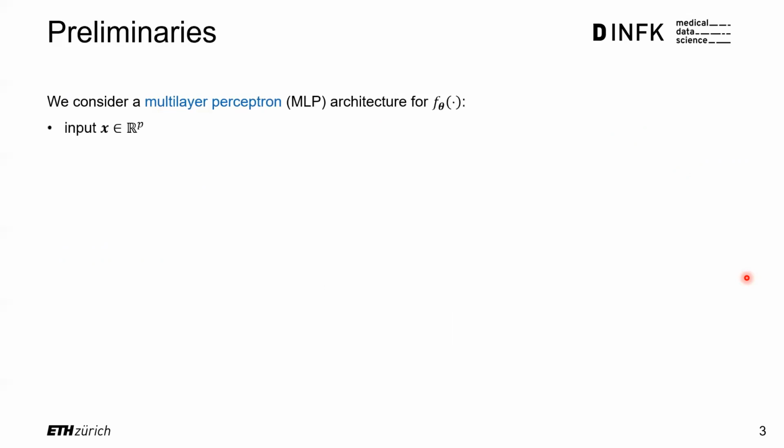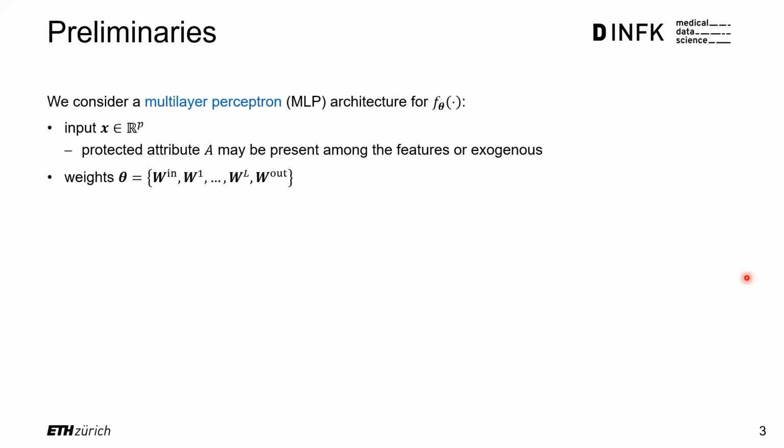So let us start out with the preliminaries and some notation. Throughout this paper, we focus on FCNNs and particularly on the multi-layer perceptron architecture denoted by f theta, which takes in input x in R^p. And we should remark that the protected attribute may actually be present among the features, or it might be completely exogenous. We do not make any explicit assumptions with respect to this aspect.